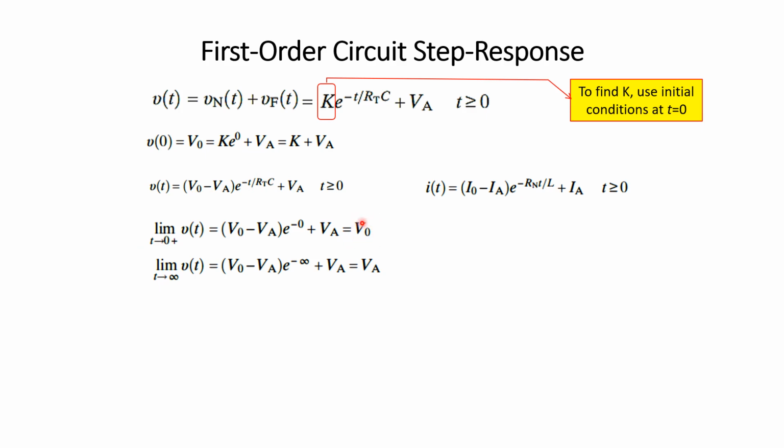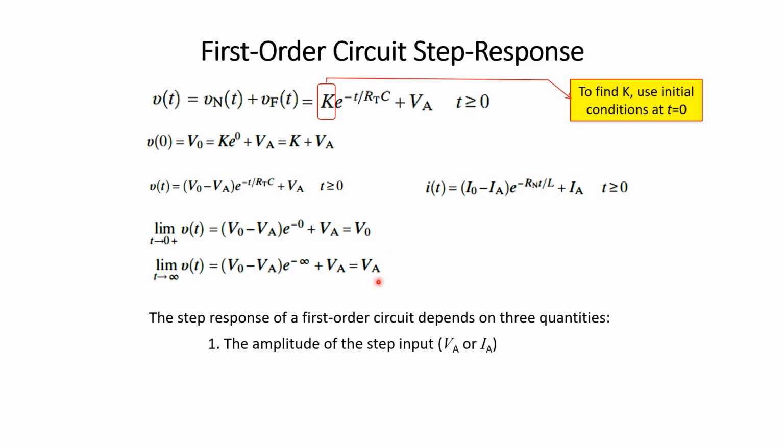So this V naught is the response at t equal to 0. If t approaches infinity, this term will disappear, the whole term will disappear, and this will be VA. And if you can recall, in the previous slide I said that V naught is the value of the capacitor voltage at t equal to 0, or the initial value, and this is the final value or steady state value as t approaches infinity.